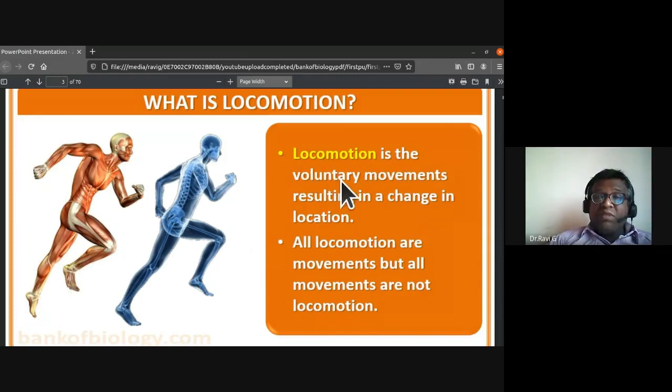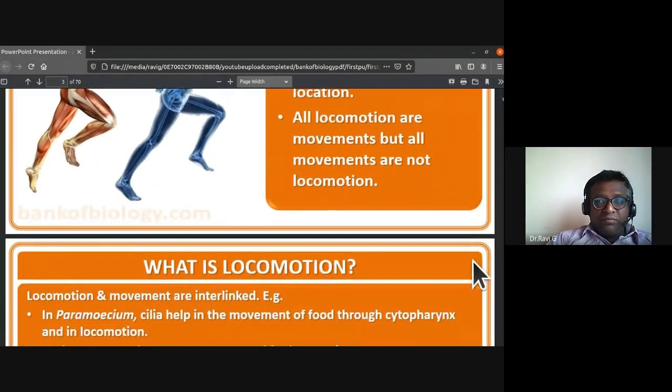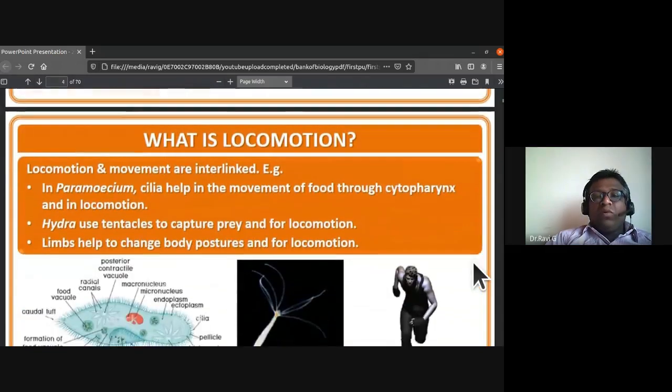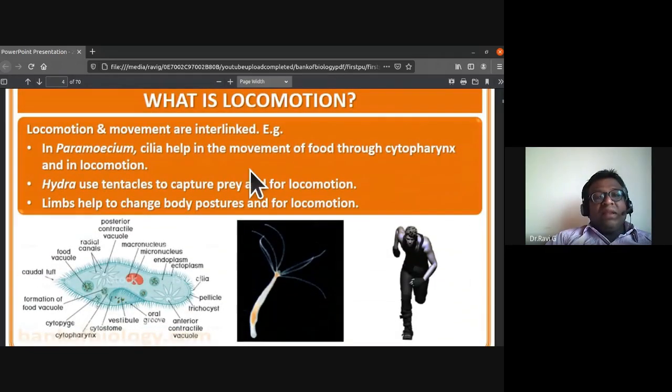So locomotion is a voluntary movement resulting in a change in location. All locomotion are movements, but all movements are not locomotion. It is similar to all enzymes are proteins, but all proteins are not enzymes. Similar to that, all locomotion are movements, but all movements are not locomotion. See, locomotion and movement are interlinked.